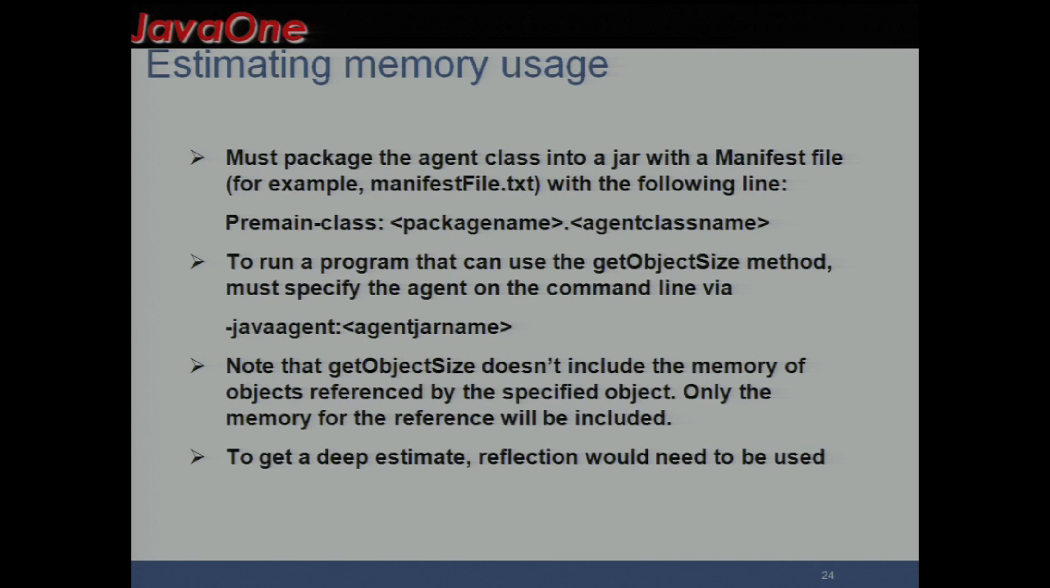Okay, so there's further little details you have to deal with here when you're using this package. You have to make sure you have a manifest file with this exact line in it. And also, to run a program that's going to use the getObjectSize method, you have to specify this Java agent option on your command line. And one thing to keep in mind is that you can't get deep memory estimates with this. If you want deep estimates, you're going to have to use something called reflection.